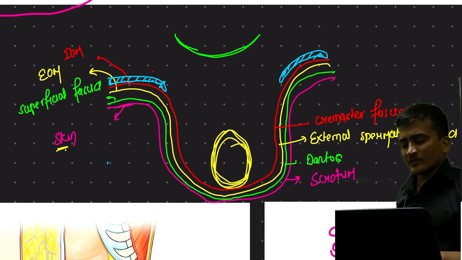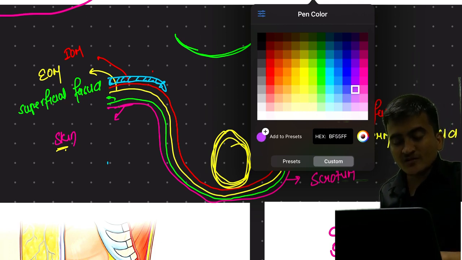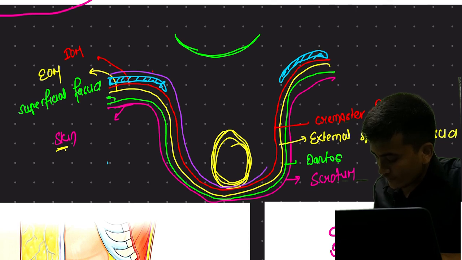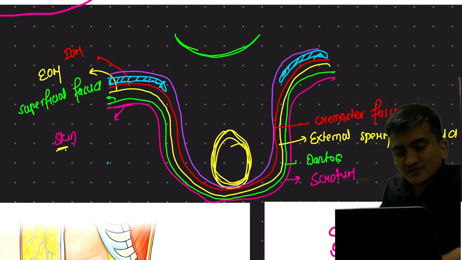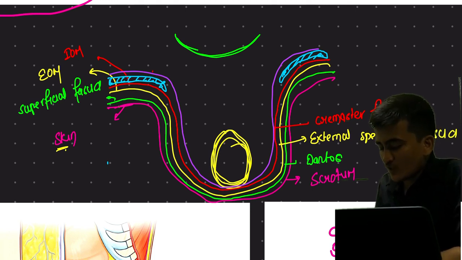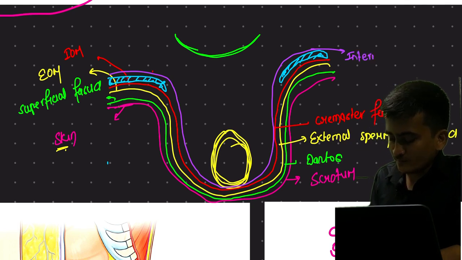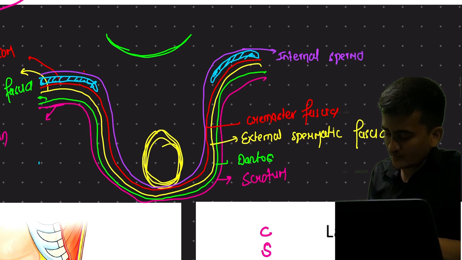Now deep to transversus abdominis, what do we have? We have another structure, and that structure is transversalis fascia. What will this transversalis fascia contribute to? It will contribute to the internal spermatic fascia.